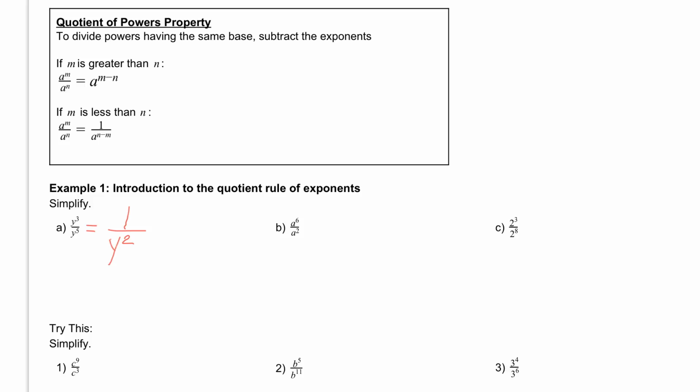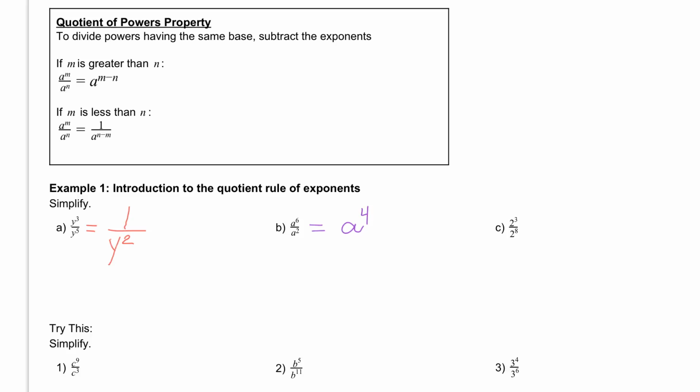If we look at letter B, we have a to the sixth over a to the second. Looking at our exponents, 6 and 2, which one is bigger? The 6 is bigger. Since that's on the top, our a's are going to end up on the top, and we subtract 6 minus 2, which would give us 4.